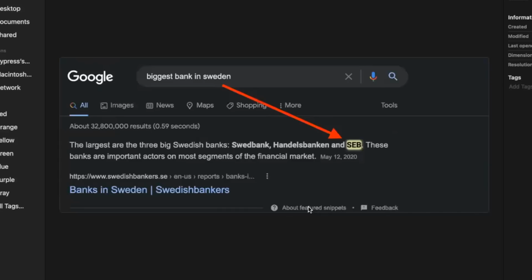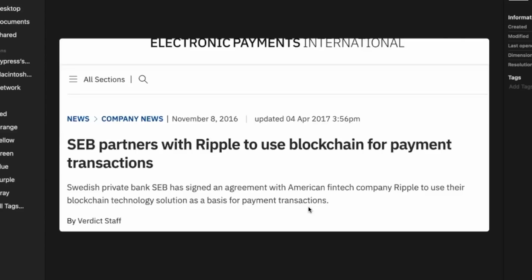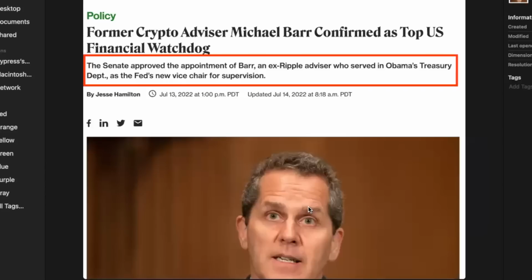Biggest bank in Sweden. The largest are the three big Swedish banks, Swedbank, Handelsbanken, and SEB. These banks are important actors on most segments of the financial market. And what do we see? SEB partners with Ripple to use blockchain for payment transactions. And we already know this, the majority of us here. Former crypto advisor Michael Barr confirmed as top U.S. financial watchdog. The Senate approved the appointment of Barr, an ex-Ripple advisor who served in Obama's Treasury Department, as the Fed's new vice chair for supervision.